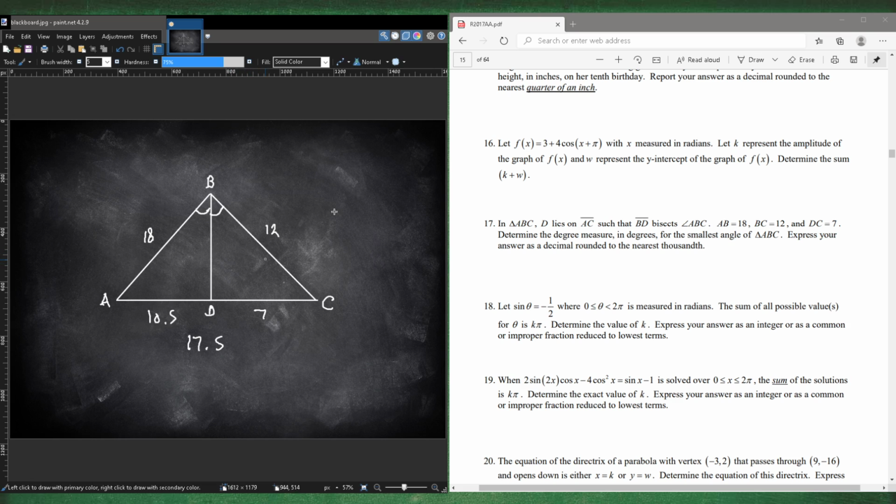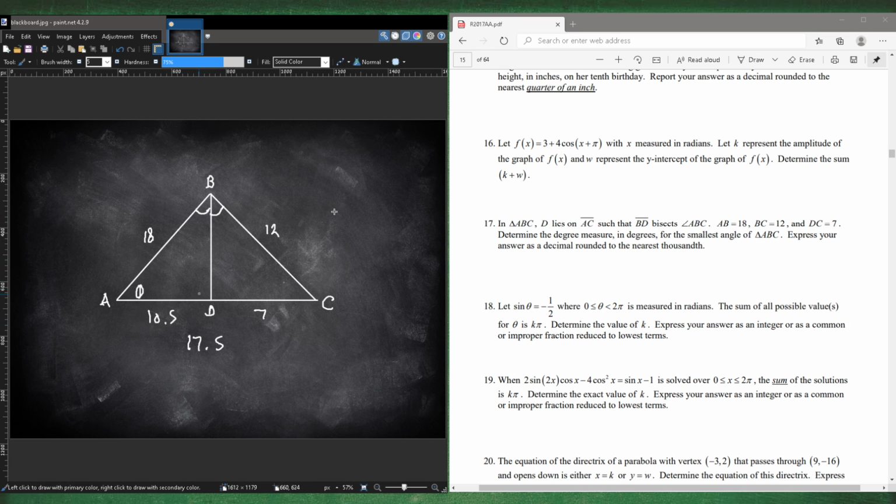So what is our smallest angle? Well, our smallest angle is this angle right here. So this is our smallest angle because the 12 is the smallest side length. So opposite of the smallest side length is the smallest angle. So how do we get that angle?